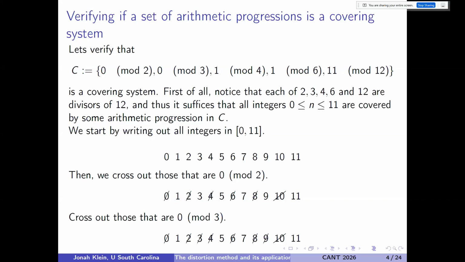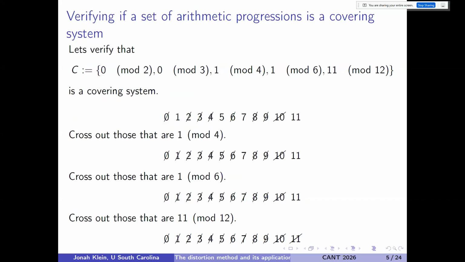So we remove everything that's 0 mod 2. We're left with half of what's there. Remove everything that's 0 mod 3. Remove everything that's 1 mod 4, everything that's 1 mod 6, everything that's 11 mod 12. You notice everything is crossed out, and so we have a covering system.